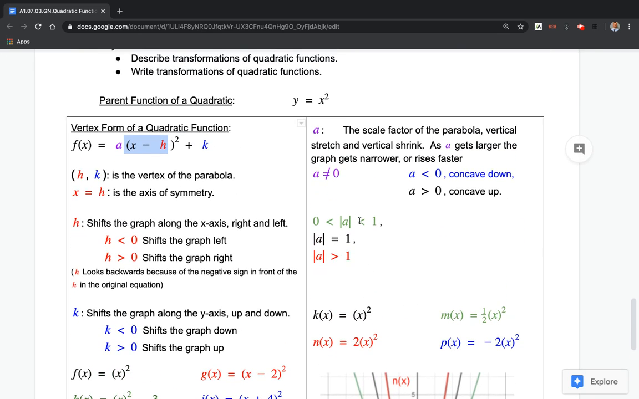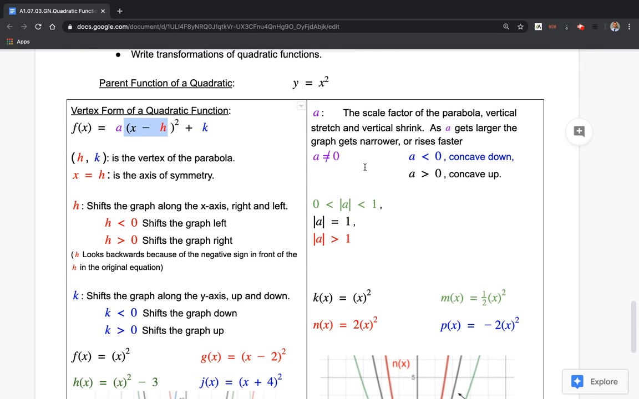One more thing to talk about, the a value here. The a value is a scale factor for the parabola. It vertically stretches and vertically shrinks. As the a gets larger, the graph gets narrower or rises faster. A cannot be equal to 0. If this a value is equal to 0, this whole term drops out and we're just left with a horizontal line where y is equal to k.